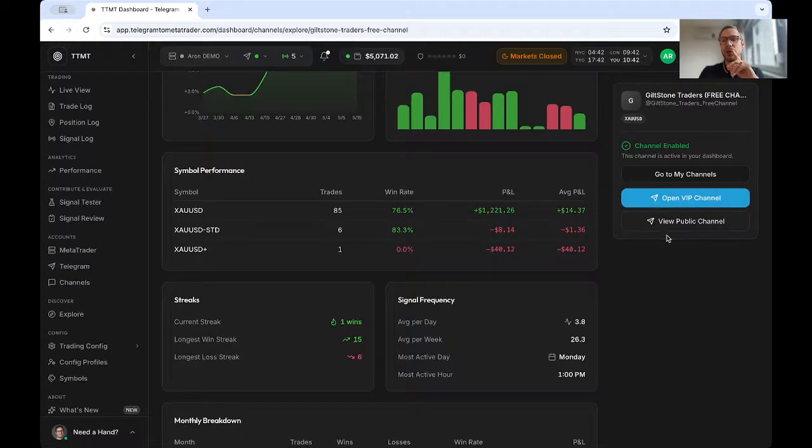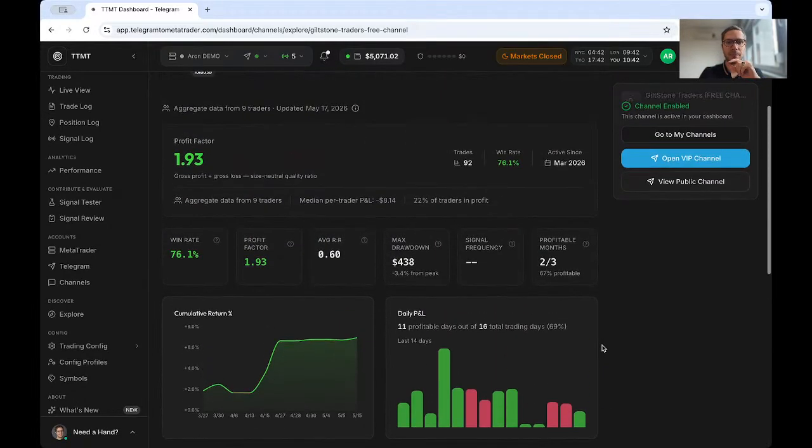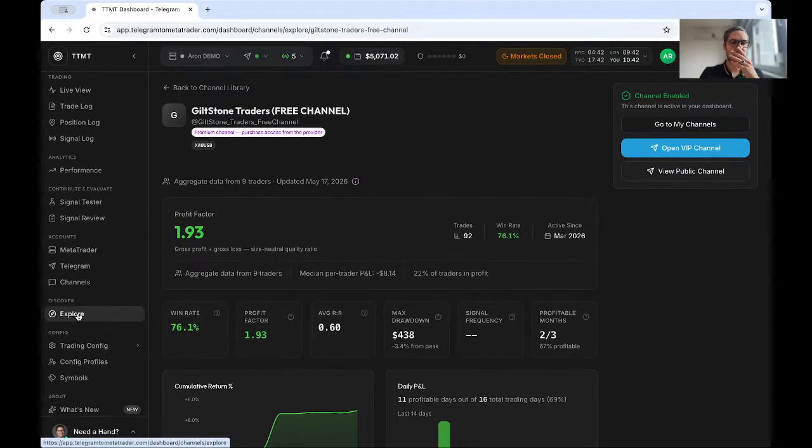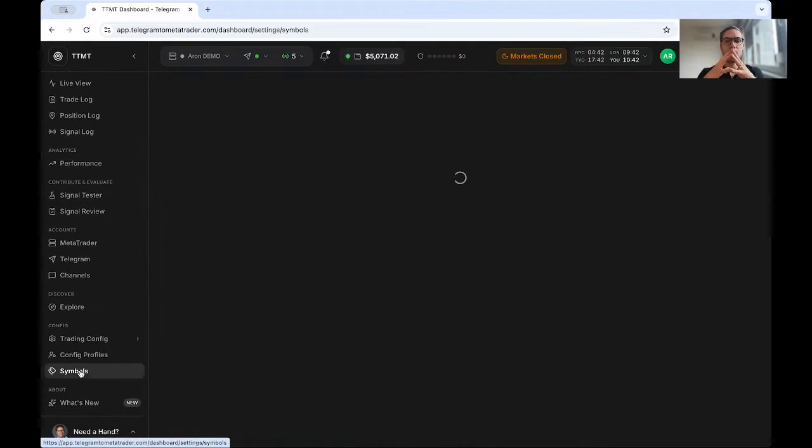And then, if it's a public channel, you can simply click on the public channel link and you land straight in Telegram. Or if it's a paid channel or has some other rules before you can join, TTMT will help you with that as well. So this is the explore function.